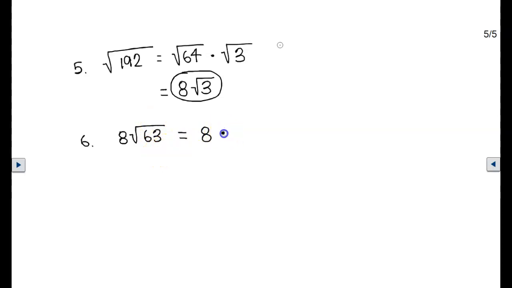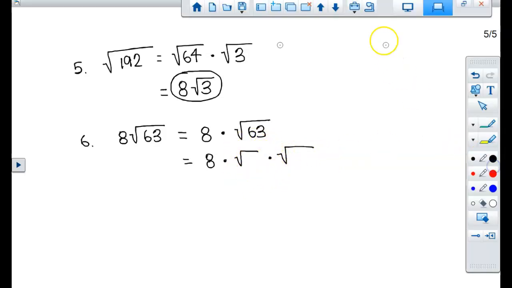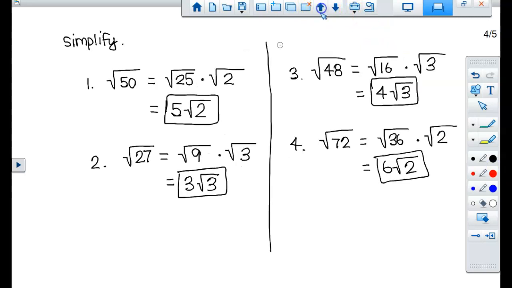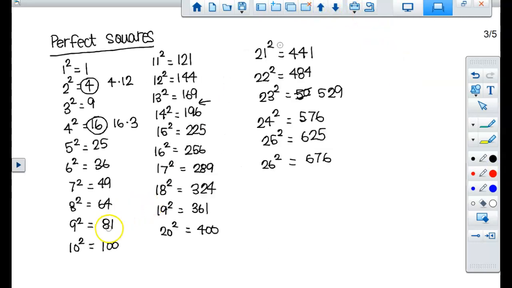So the first thing you're going to do is think of this as 8 times the square root of 63. And then you'll take the square root of 63 and do with it what we've been doing. You're going to split it into its factors so that one of them is a perfect square. So if I'm looking for the square root of 63, when I go to my list, 63 would fall right here.